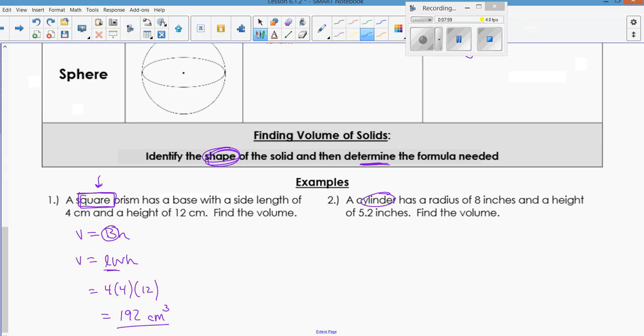A cylinder has a radius of 8 inches and a height of 5.2 inches. Find the volume. So I'm going to start by writing out the formula. Because it's a cylinder, it's area of the base times height. Because it's a cylinder, the base is a circle, which is pi r squared. So that means my volume will be pi times my radius of 8, so pi r squared, and the height of my cylinder is 5.2. So go ahead and type that in your calculator.